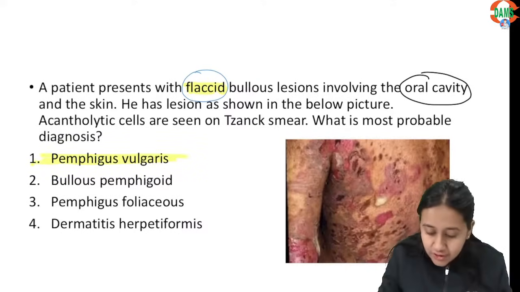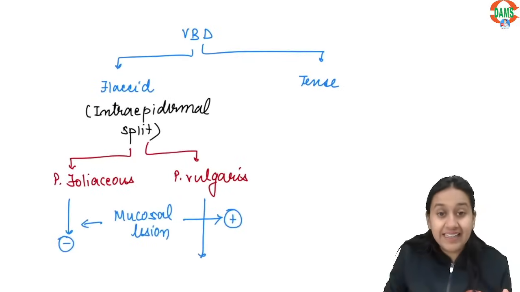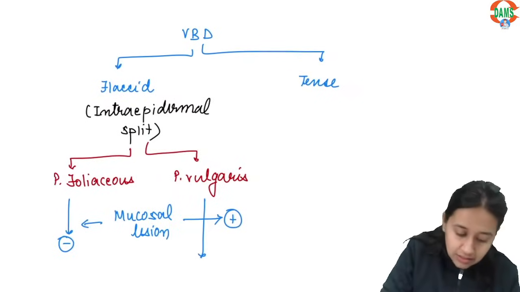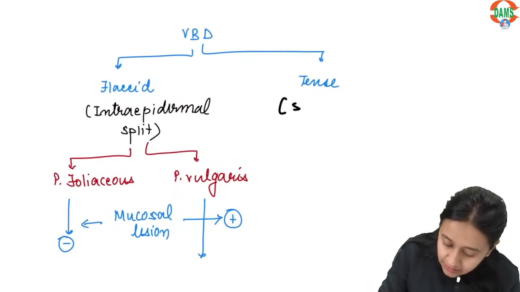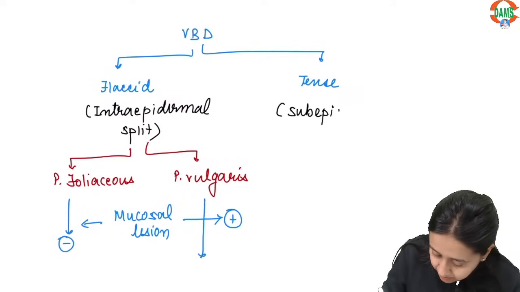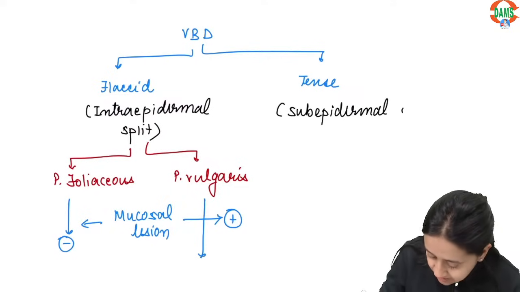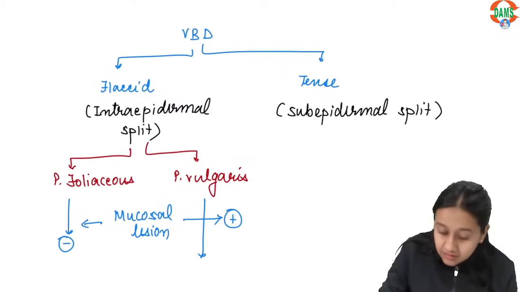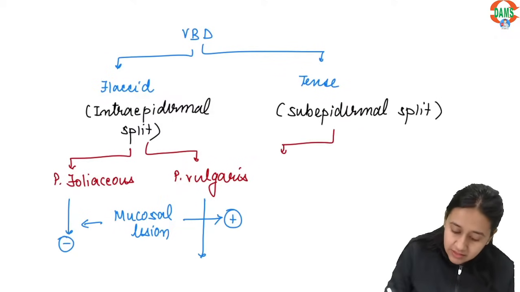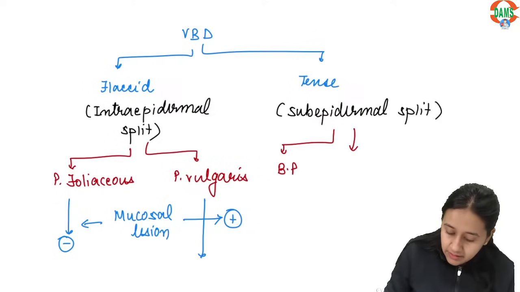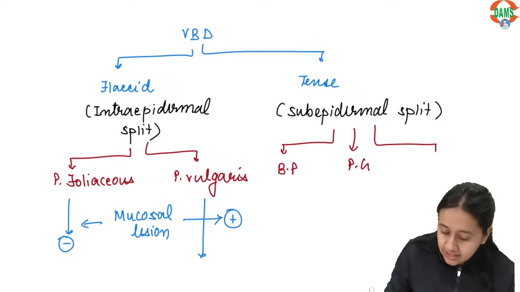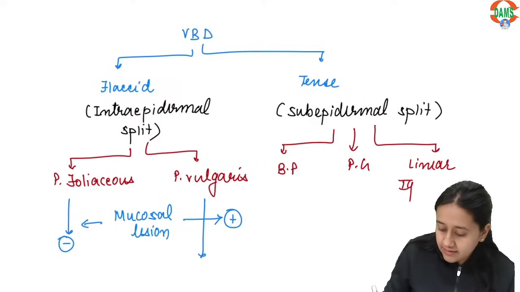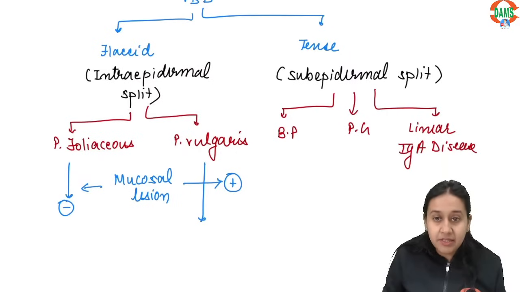The second DD which should come into your mind is the tense. When it is tense bulla, it means we are dealing with subepidermal split. In subepidermal split, the three differential diagnoses are bullous pemphigoid, pemphigoid gestationalis, and linear IgA disease. How to differentiate between the three?